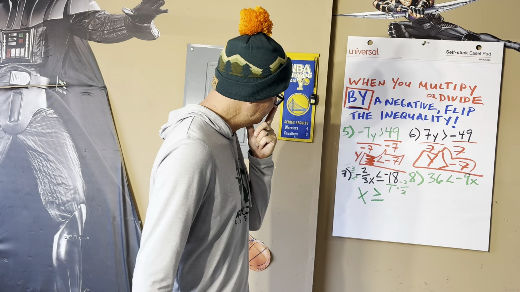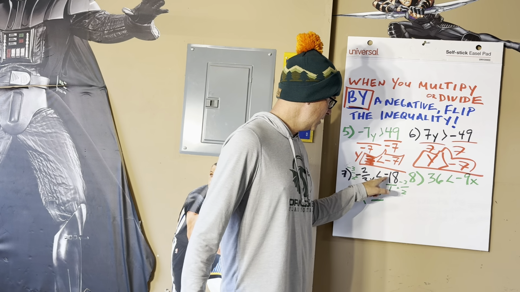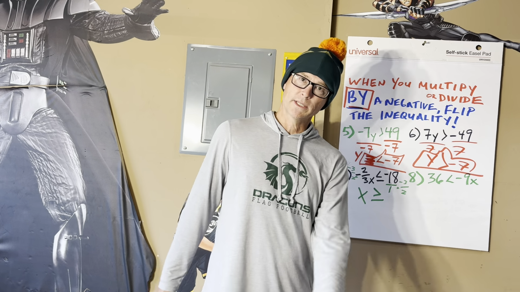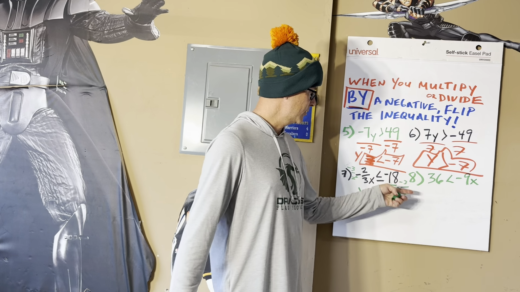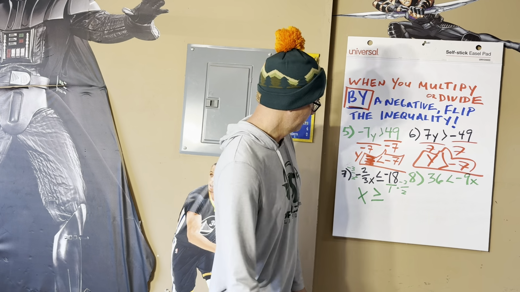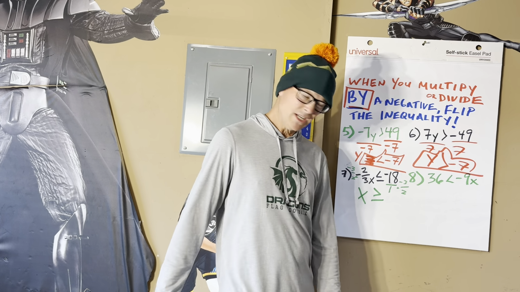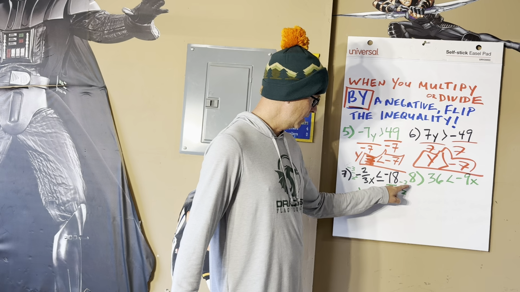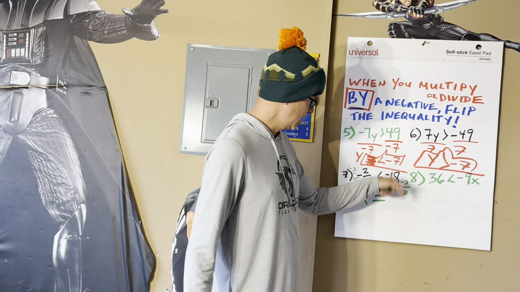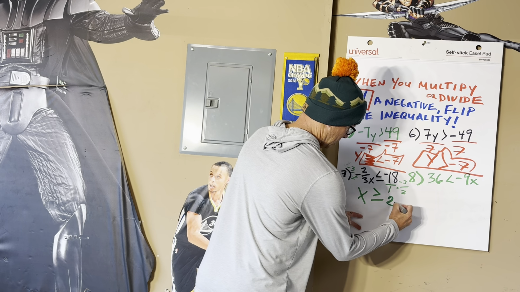Okay, we can do this in our head. Negative times a negative is a positive. We don't need to worry about the signs anymore. 18 times 3 is 54. 54 divided by 2 is 27. I think it's 27, or we can cross reduce 1 and 9. I'm going to go with 27, okay?